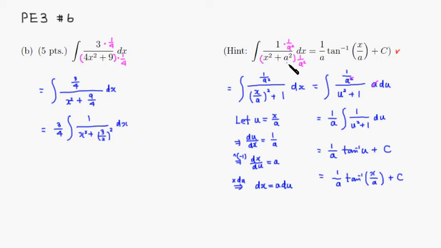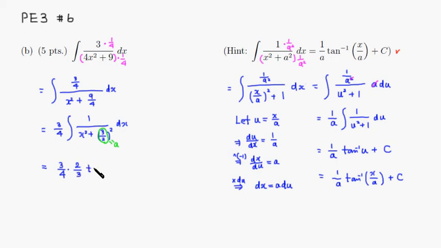Now we can use this formula here: 1 over x squared plus a squared. You can see that 3 halves is our a in this formula. So let's follow that. 3/4 is just a constant, so it's still there. Then you have 1 over a, the reciprocal of a. a is 3 halves, so the reciprocal would be 2/3. Then you have an arctangent.